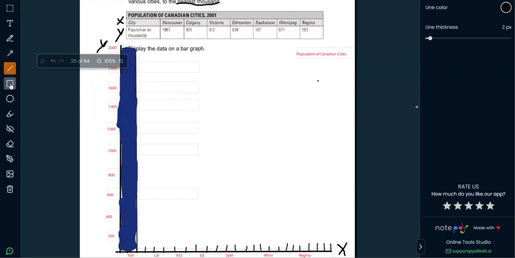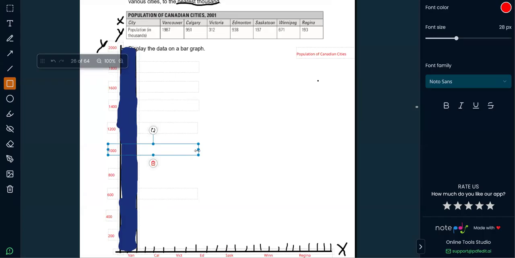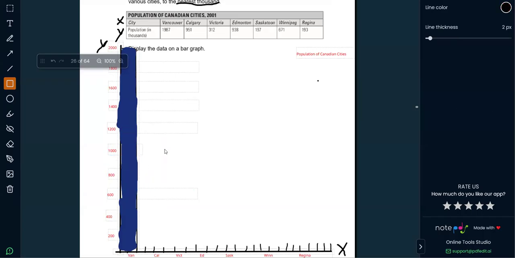So next thing here, I'm going to leave a space. I'm going to do my Calgary. And in fact, I'm going to leave two spaces because why not? It doesn't matter. So Calgary goes up to about 951, right? So that's about right there. Not perfect. Same thing, make it the same width. My Vancouver one was two of them, so I'm going to use two of them.